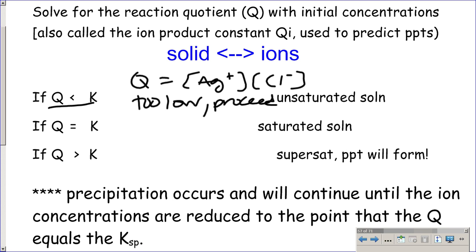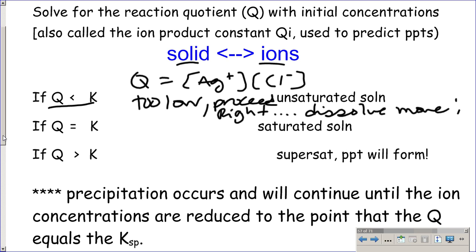And I don't like to say shift for the Q stuff because I like to use shift for Le Chatelier's principle, so I always say proceed here. Proceed right, and does that mean dissolve more or make more solid? Right, I need to dissolve more. I need to make more ions, okay? That's because I have my equilibrium solid on the reactant side and ions on the product side.